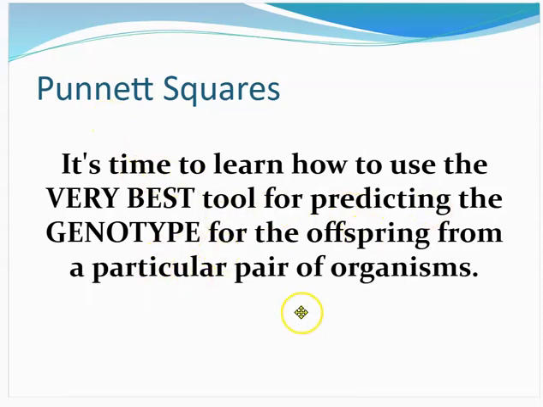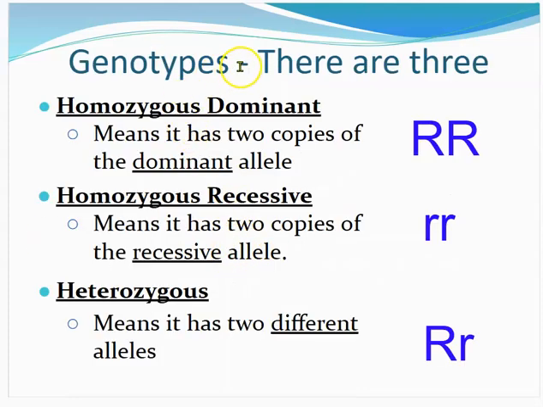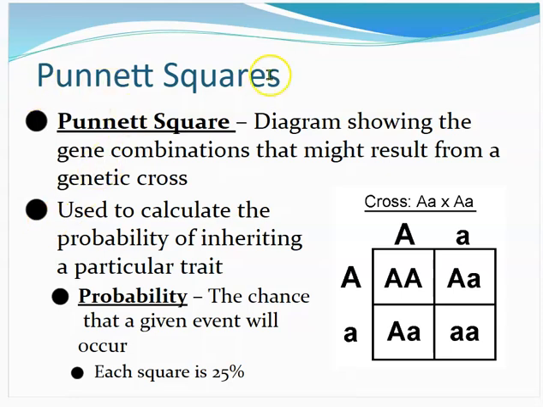Punnett squares are the best way to do that, and we know that different types of genotypes include what's called homozygous dominant, meaning that there are 2 copies of the dominant allele, or 2 uppercase letters. Homozygous recessive means that there are 2 copies of the recessive allele, or 2 lowercase letters. And then heterozygous means that there are 2 different alleles, and in this case we use R, but an uppercase and a lowercase. So that would be heterozygous. We can take these alleles from mom and the alleles from dad, and we can combine them and predict what the offspring are going to look like. And we use Punnett squares to do that.